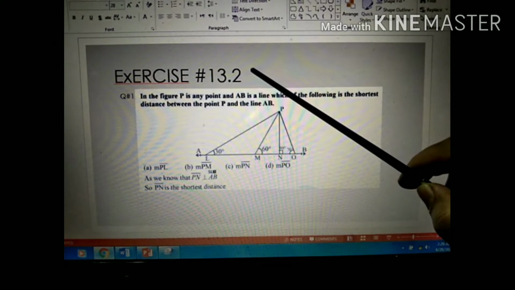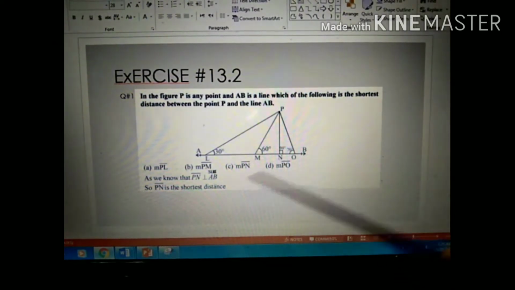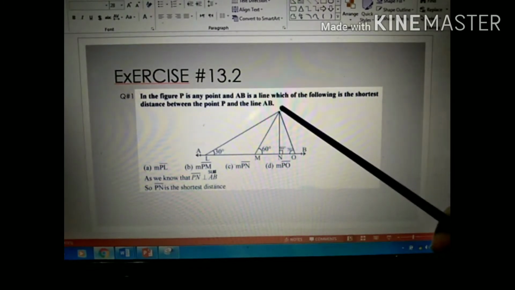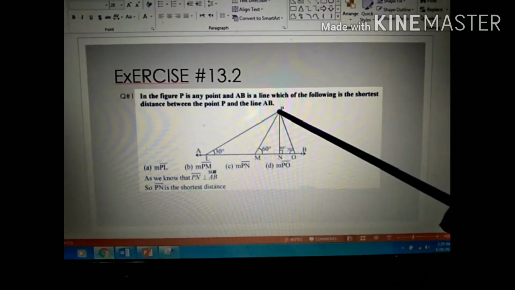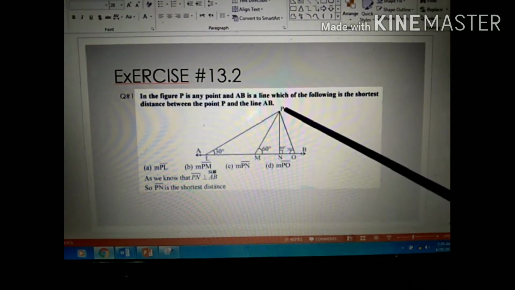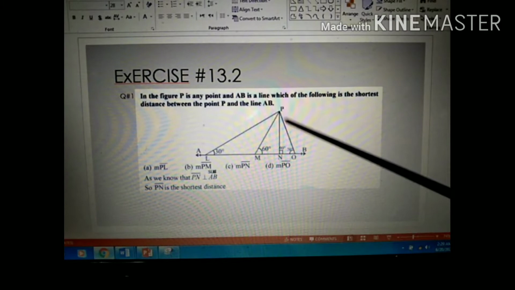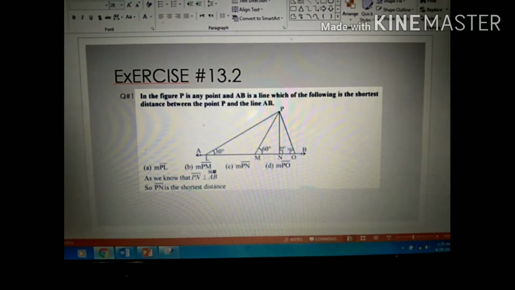Now exercise 13.2, its first question. Just look at the diagram. Let me explain it. P is a point, AB is the line segment. So just move along this side, this, or this. Which one is the shortest distance? Which line is showing the shortest distance?